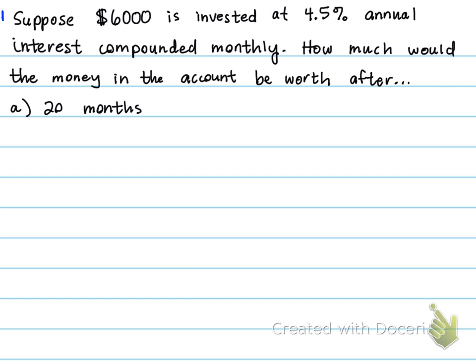Suppose $6,000 is invested at a 4.5% annual interest compounded monthly. How much would the money in the account be worth after 20 months? So things to know is that anytime we talk about time, it needs to be in terms of years. So the first thing I'm going to recommend is that you write what you know. Well, we first off know that we're dealing with A of t is equal to P times 1 plus R over N to the NT.